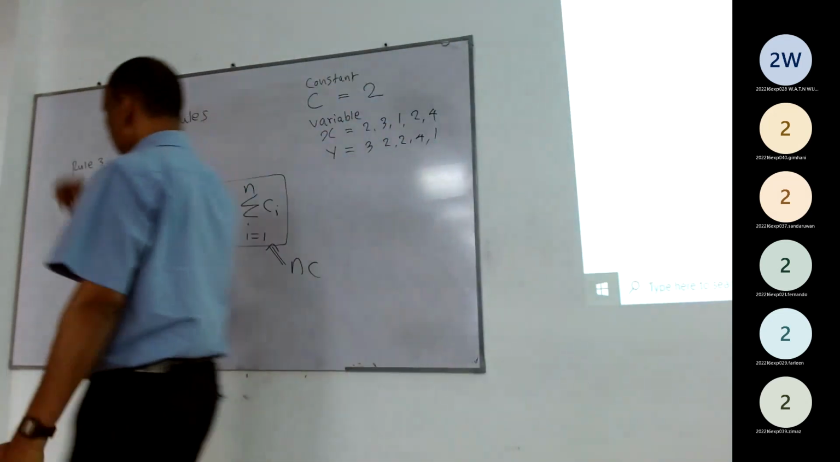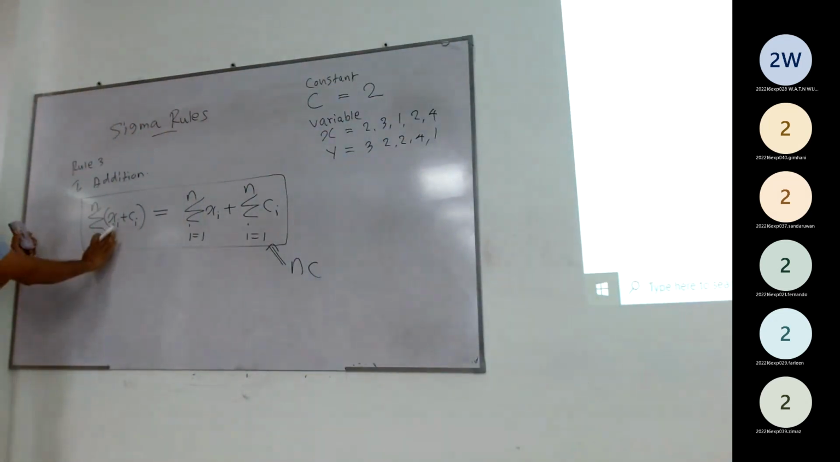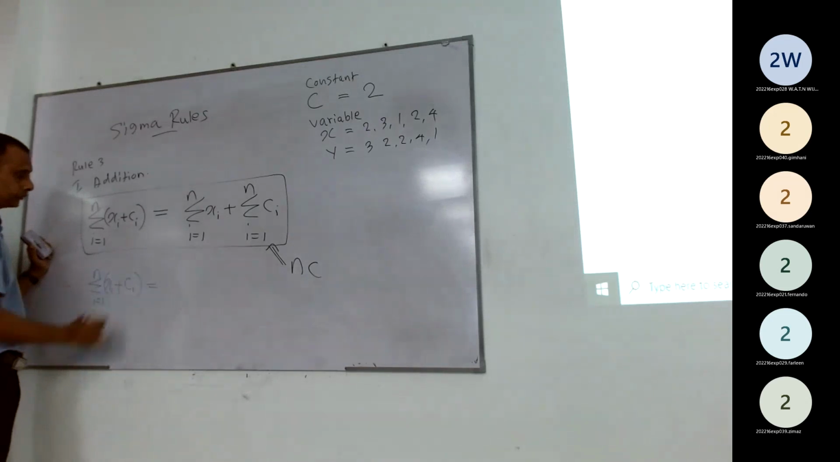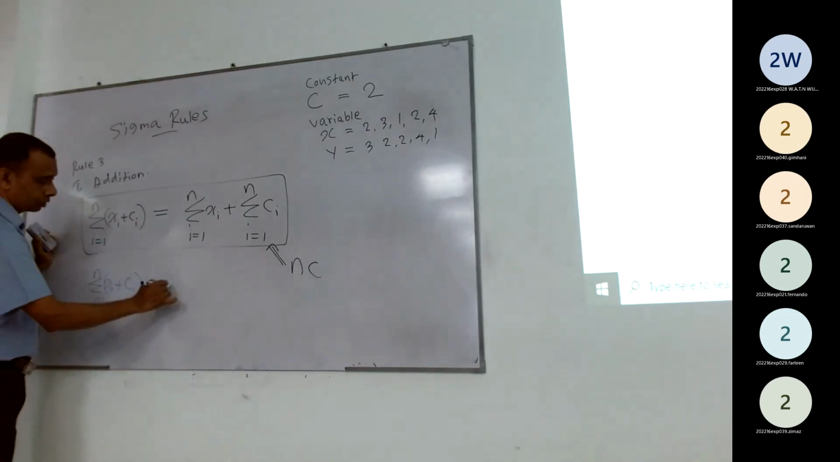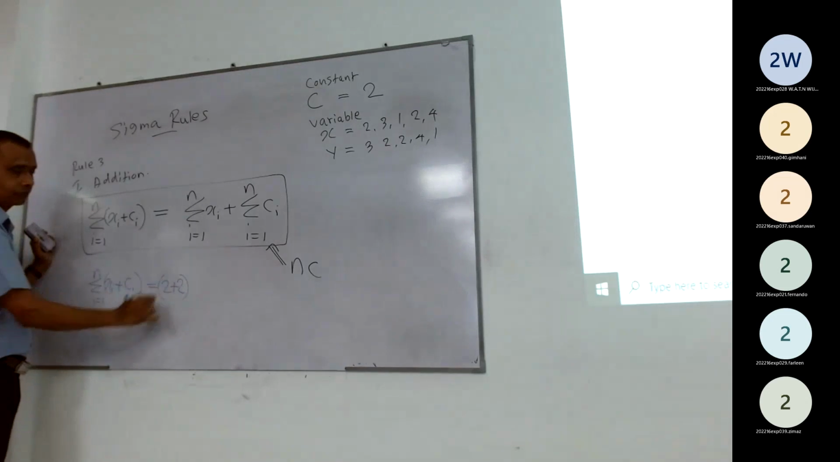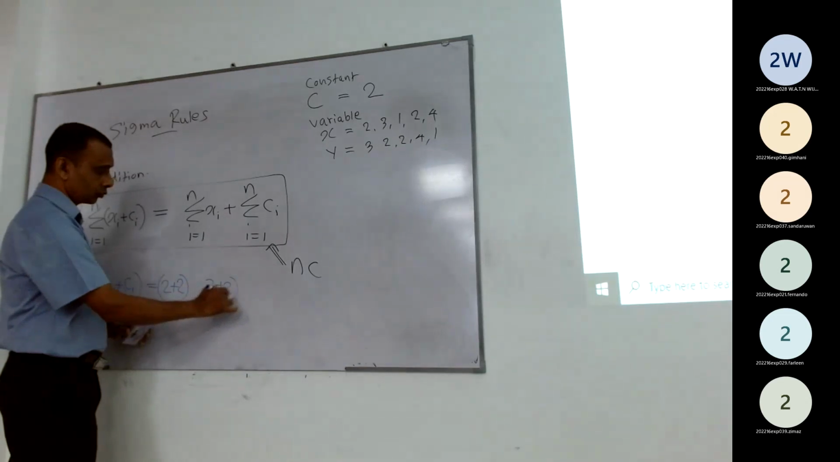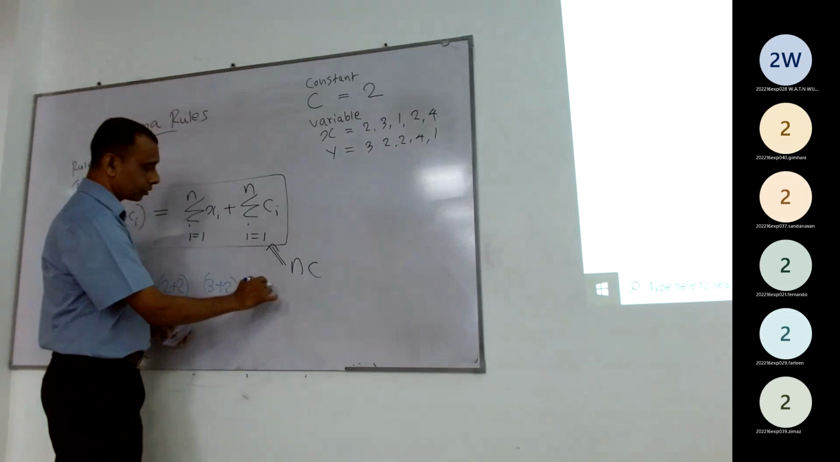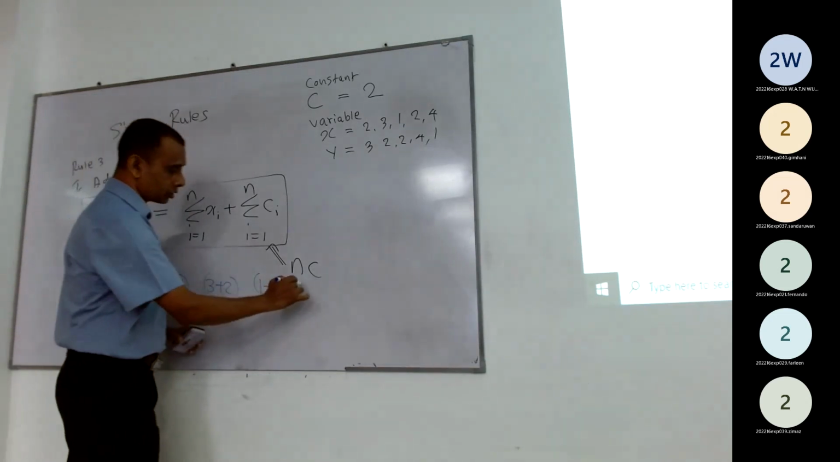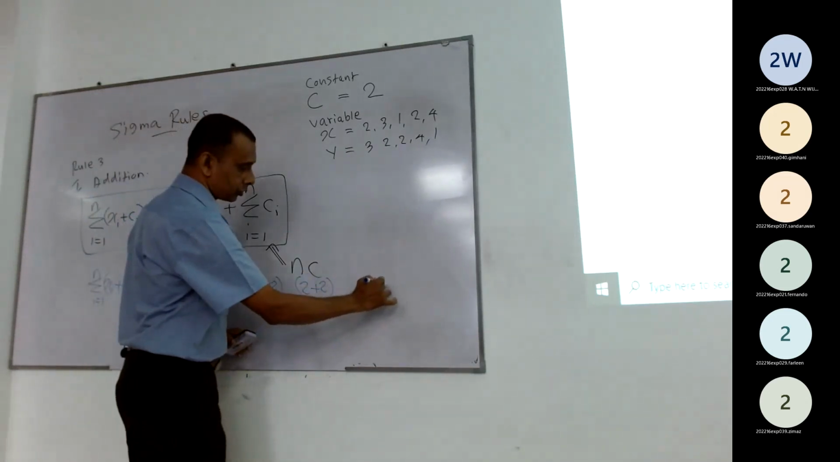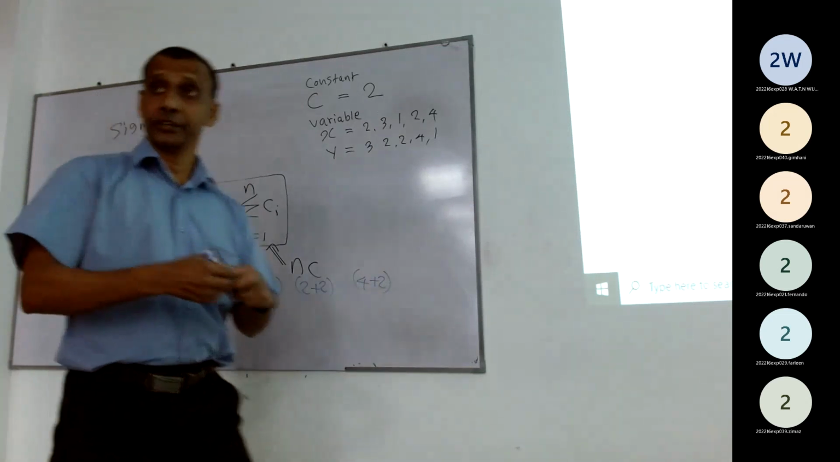Okay, we can practice this one. This side: sigma i equals 1 to n, xi plus ci. x2 plus constant 2, x3 plus constant 2, x1 plus constant 2, x2 plus constant 2, x4 plus constant 2. I added.